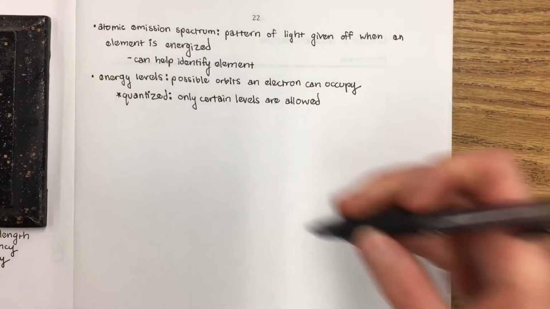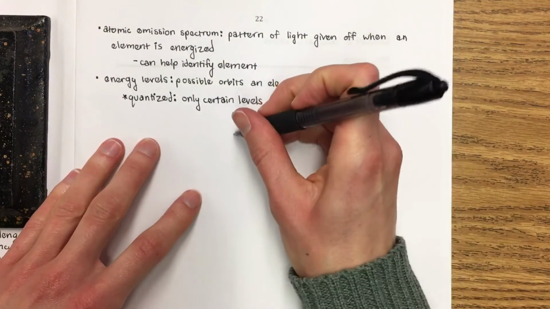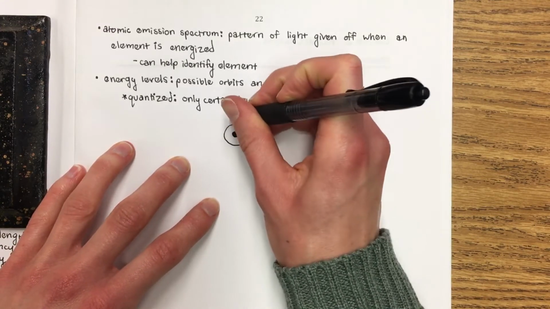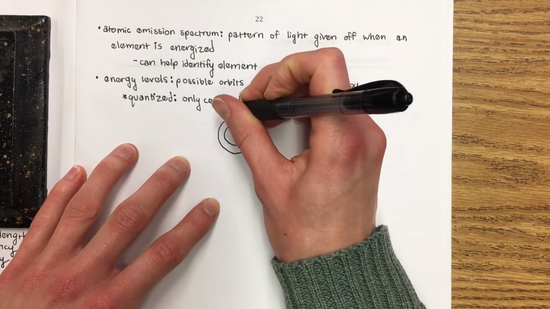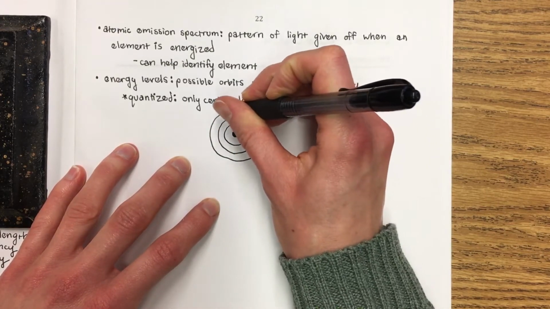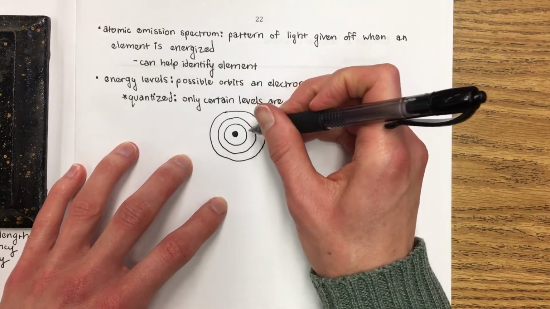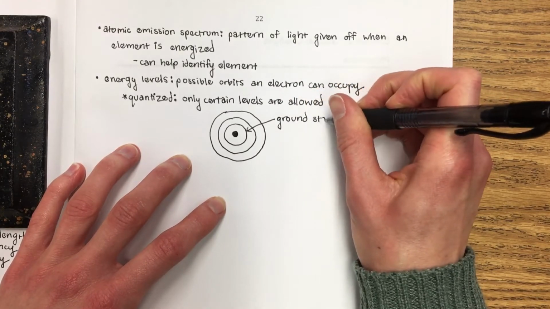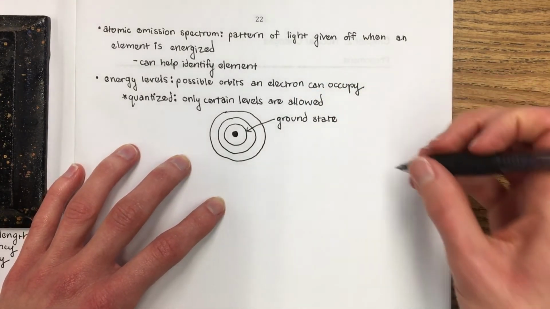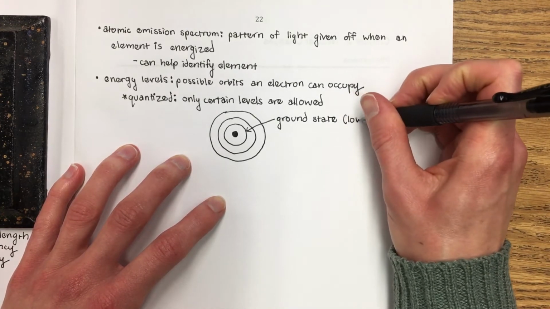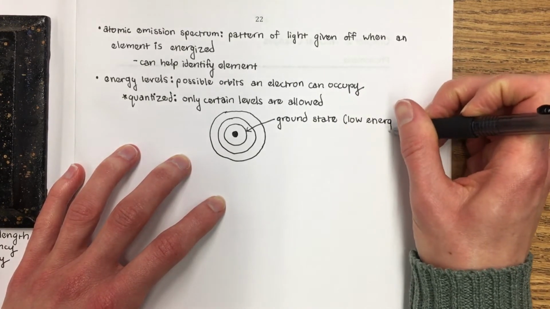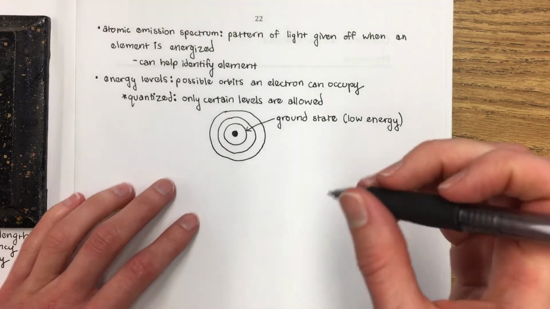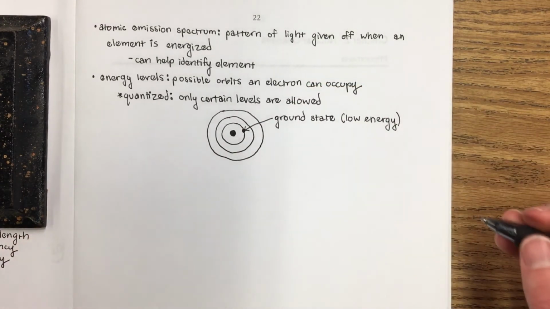So in our notes now, we're going to draw a little picture of an atom, and we're going to draw 3 energy levels around the nucleus. There are specific names for these quantized energy levels. The closest circle to the nucleus is called the ground state. Electrons in the ground state have a low amount of energy. You can think of it as relaxing down there. It doesn't take much energy. They're happy in the ground state.